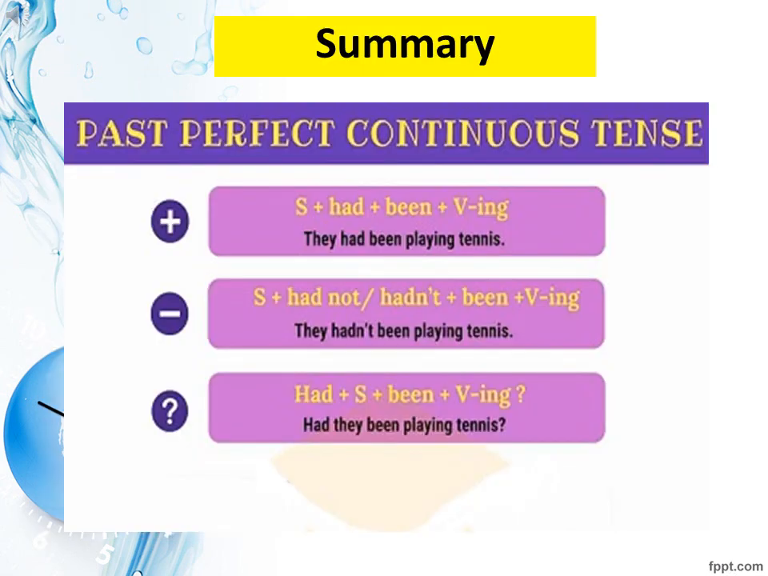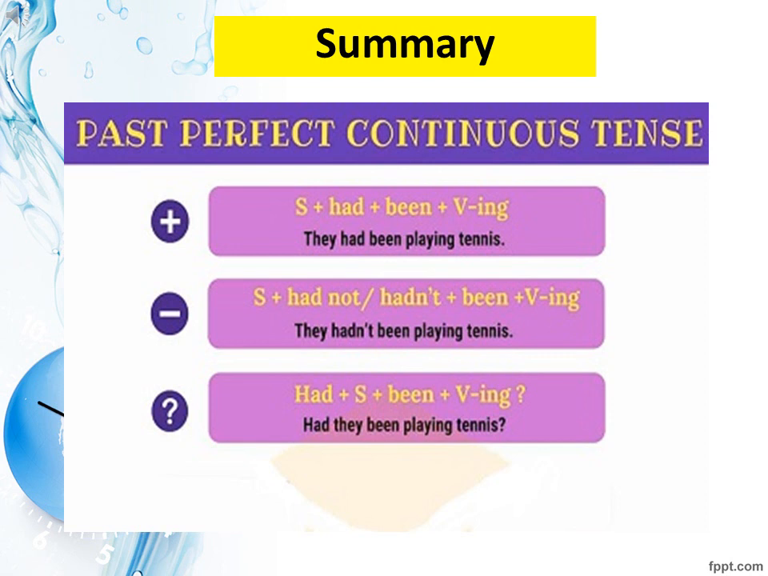Okay, here is a summary, similar to what we did with past perfect. We did it with past perfect continuous tense. So plus for affirmative, the plus sign is always what we use for the affirmative. So subject plus had plus been plus verb plus ing. They had been playing tennis.